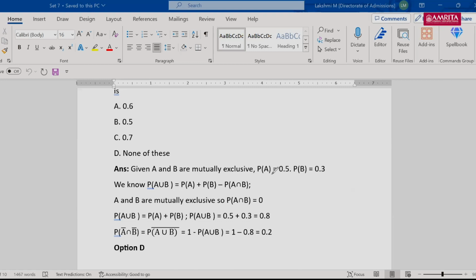So A and B are mutually exclusive events. A is 0.5, B is 0.3. So if they are mutually exclusive, A intersection B is 0. So A union B is 0.5 plus 0.3, that's 0.8. Now for the not case, you have to just subtract it from 1. So 1 minus 0.8, because it's A bar intersection B bar, which is (A union B) whole bar. So 1 minus 0.8, it's 0.2. That is option D, which is none of these. Yes, that is also correct.